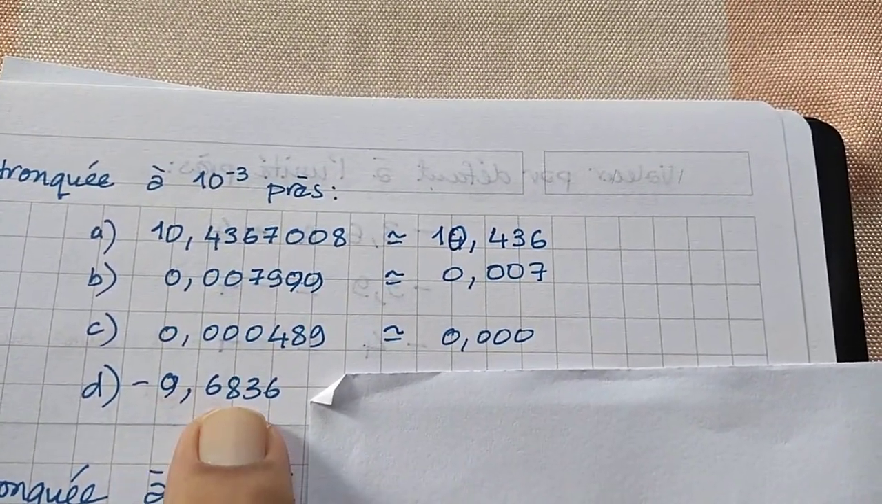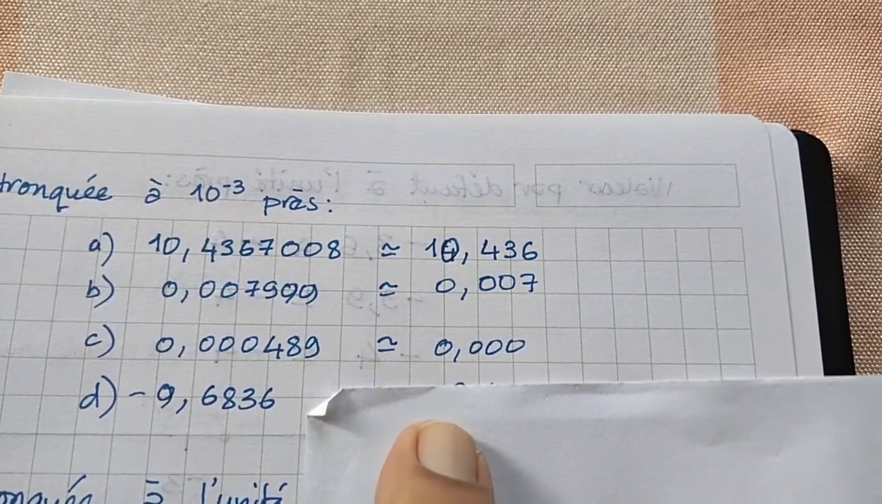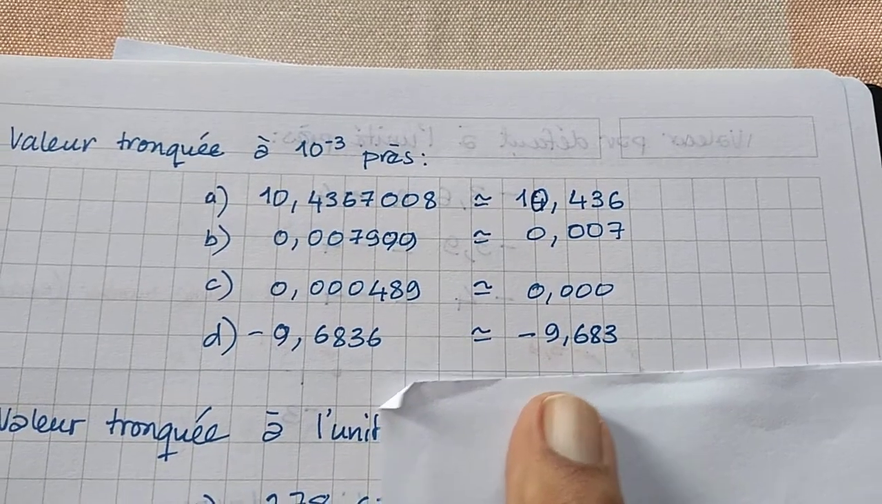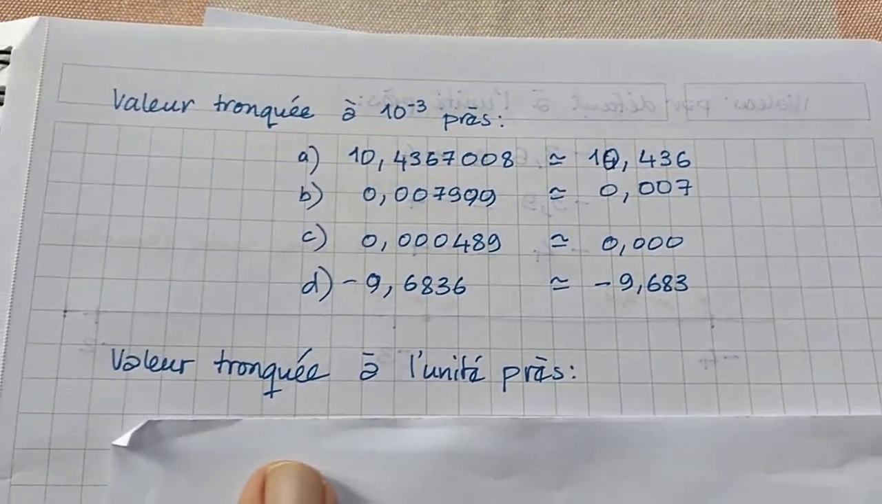If I have minus 9.6836, it will become minus 9.683. So the truncate is the simplest. We take some more examples.